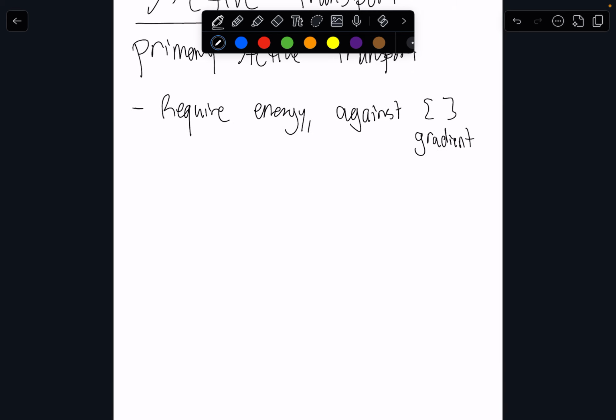One example of this is a really important one, actually. It's our sodium-potassium pump. So I'm going to draw it right here. Inside the cell, we have a lot of potassium. And on the outside of the cell, there's generally a lot more sodium.